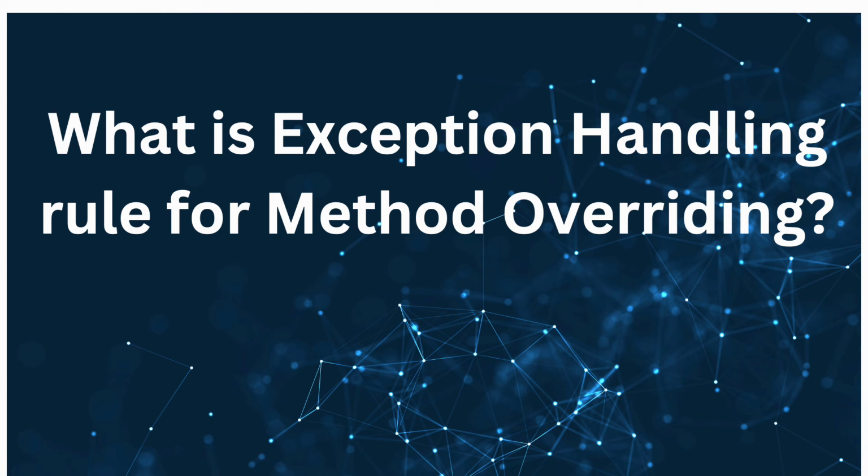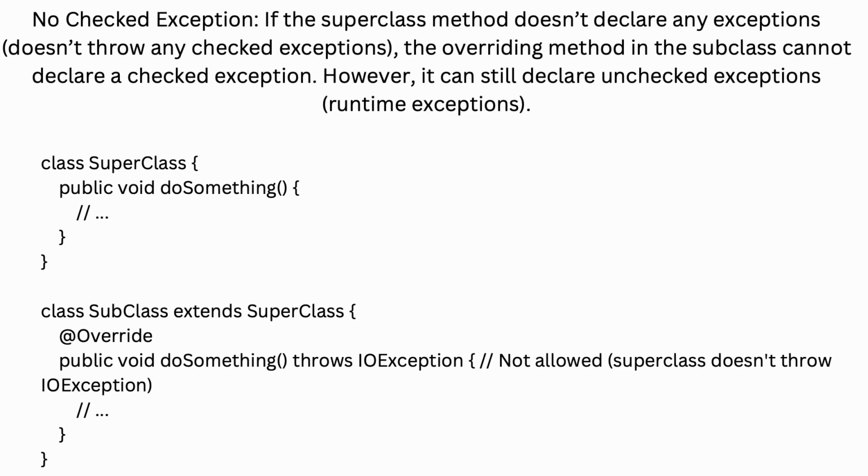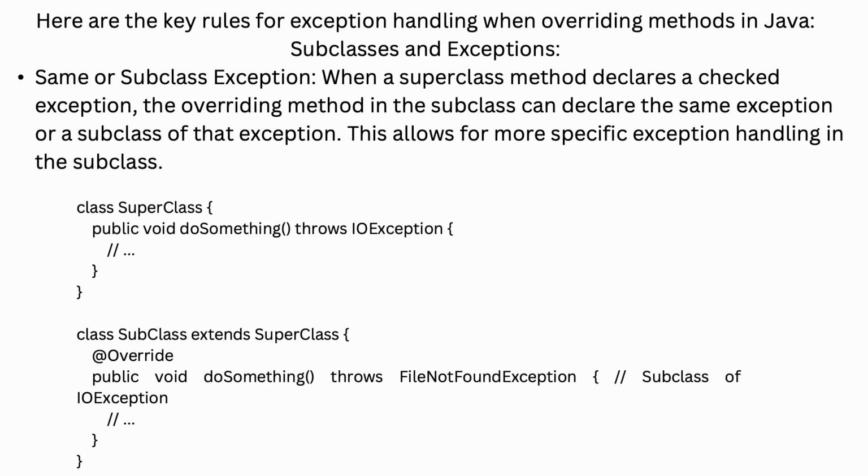What is the exception handling rule for method overriding? Rule number one, no checked exception. If the superclass method doesn't declare any exception, the overriding method in the subclass cannot declare a checked exception. However, it can still declare an unchecked exception. Secondly, same or subclass exception. When a superclass method declares a checked exception, the overriding method in the subclass can declare the same exception or a subclass of the exception. This allows for more specific exception handling in the subclass.